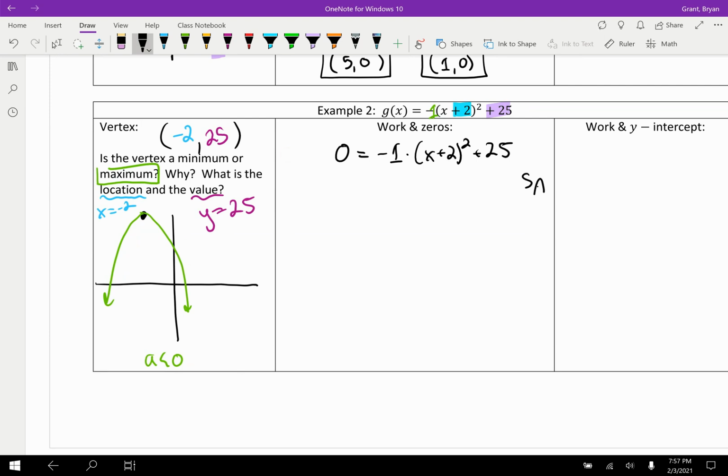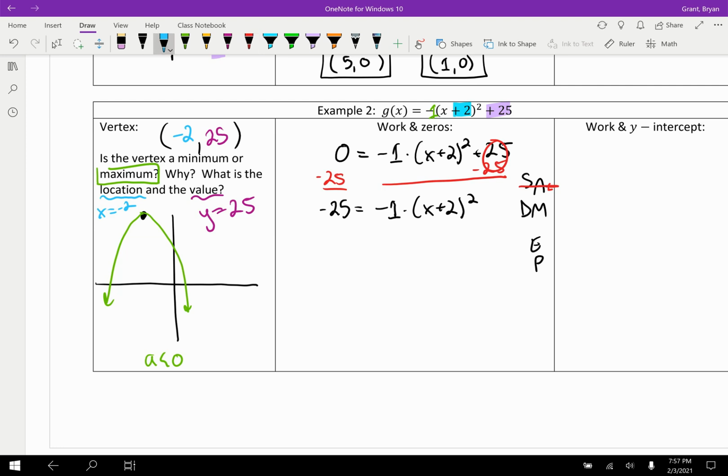To solve, it's our usual SADMAP. We're trying to isolate a variable, so we work backwards through PEMDAS. Can't do anything in the parentheses. The square is locking it in. And we're not going to undo the square until we go through PEMDAS. So we'll start with our addition and subtraction here. Looks like we could subtract 25 from each side. That gives us negative 25 equals negative 1, which is multiplying times x plus 2 squared.